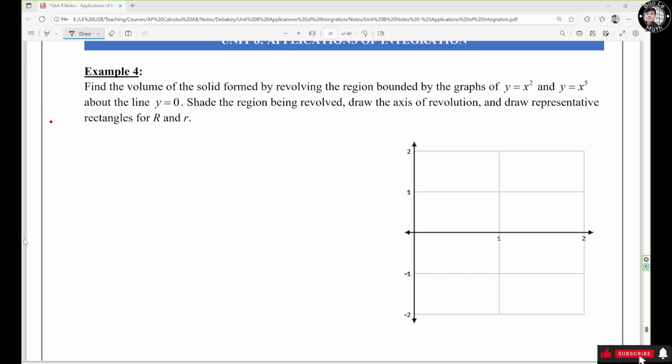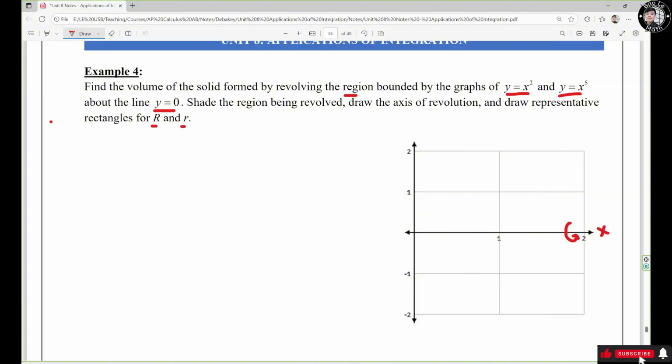Now let's move on to example number 4. Find the volume of the solid formed by revolving the region bounded by the graphs y equals s squared, y equals s power 5 about the line y equals 0. So y equals 0, which means the x-axis. So this guy becomes the axis of revolution. Shade the region being revolved, draw the axis of revolution and draw the representative rectangles for capital R and little r.